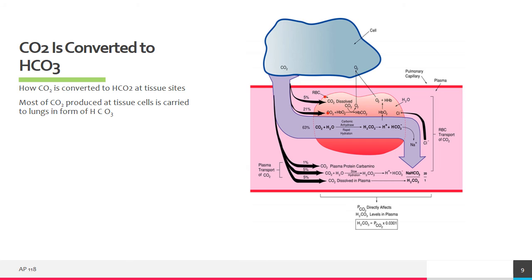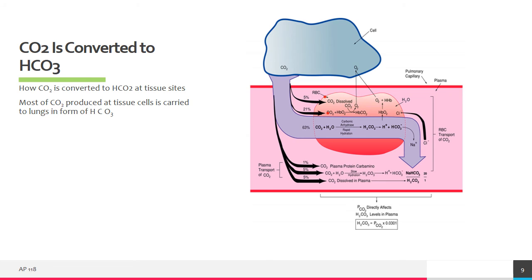As bicarbonate moves out of the RBC, the chloride, which has been liberated from that sodium chloride, moves into the RBC to maintain electric neutrality. And this movement of chloride into the RBC and out of the plasma is known as the chloride shift, or the hamburger phenomenon.